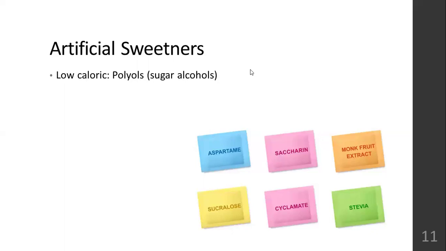So polyols are less sweet and they give only 50% of the energy, not as high as sugars.